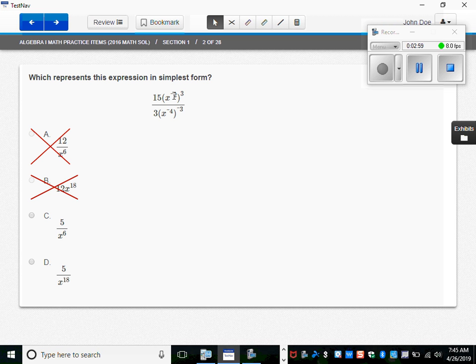When there's a power on the inside, a power on the outside, what do you do? You multiply them. So this is going to give you a negative 6 at the top. At the bottom, it's going to give you a positive what? 12. Very good. And now we can subtract these two. What is 6 minus 12? Negative 6. But we know we can't leave negative exponents in our answers, so we take that negative 6 into the denominator right here, and your answer choice should be C.